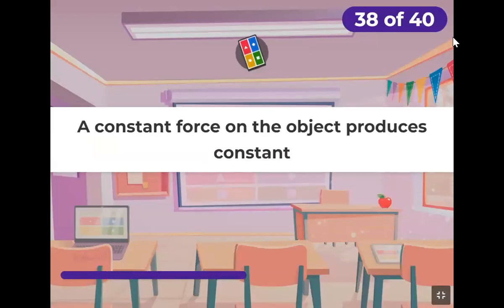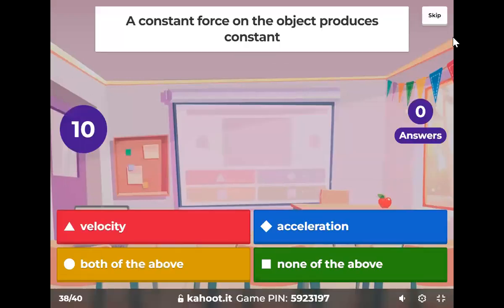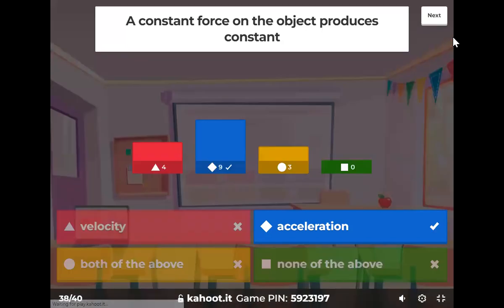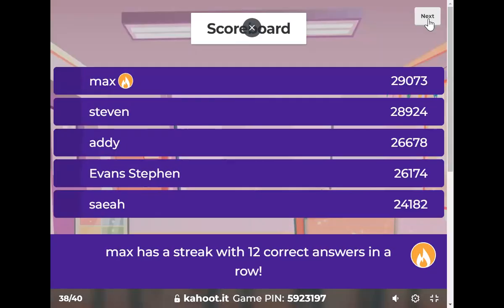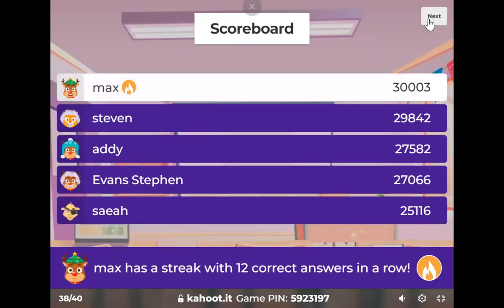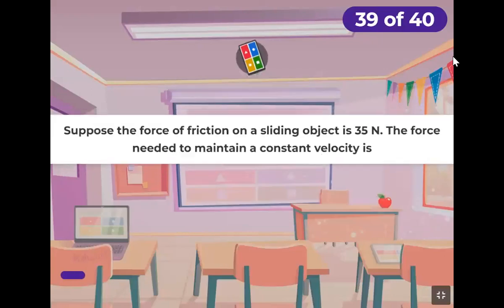All right. A constant force produces a constant... acceleration. That's Newton's second law. A constant net force, constant acceleration. F equals ma. There's a constant force, you're either speeding up or slowing down, or going around a curve, I guess. All right. Ooh, Mac's still holding on to that slim lead the whole time.